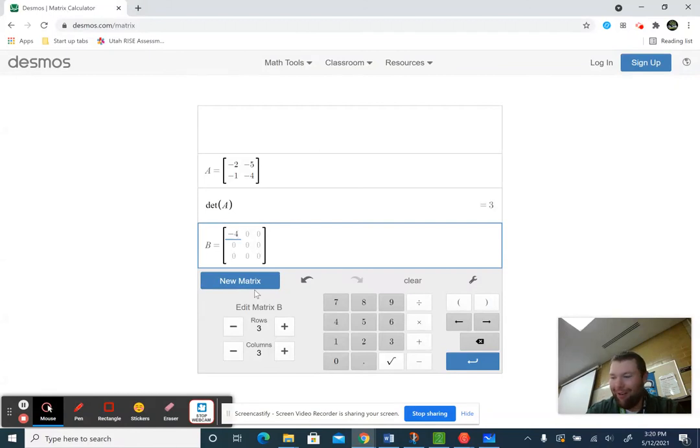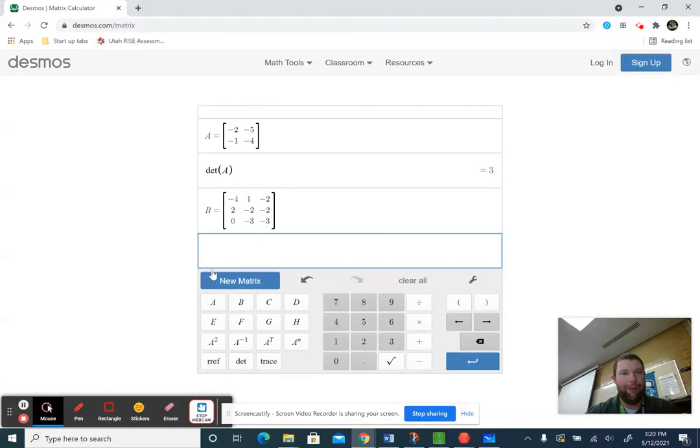Okay, so -4, 1, -2, 2, -2, -2. I'm just putting the first problem in on the 3 by 3s, by the way. 0, -3, -3. Okay, so there's my matrix. If I want to find the determinant of that matrix, I do determinant and B, and voila, determinant, 18. It's that easy, right? You guys should all do really well on this assignment, and same with inverses, really.